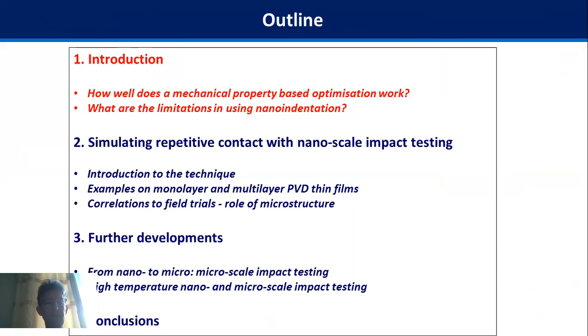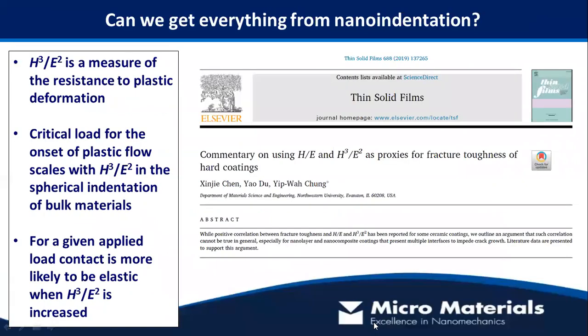So how well does a mechanical property-based optimization work? What are the limitations in using nano indentation? Nano indentation is a very versatile test technique, and it gives you information about the hardness and stiffness of coatings from a single test. As has been shown, although it's very popular to assume that H/E and H³/E² can be thought of as proxies for fracture toughness for hard coating systems, actually the real situation is a little bit more complicated than that, and they aren't direct measures of fracture toughness.